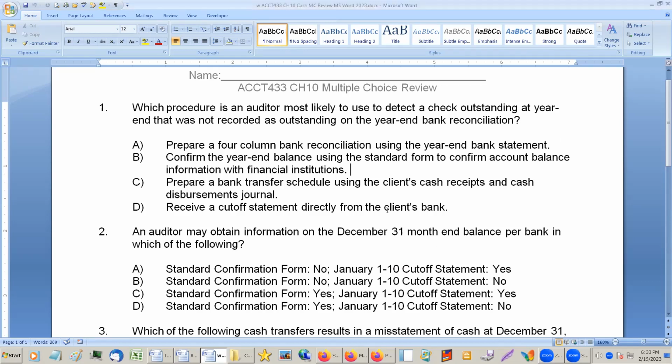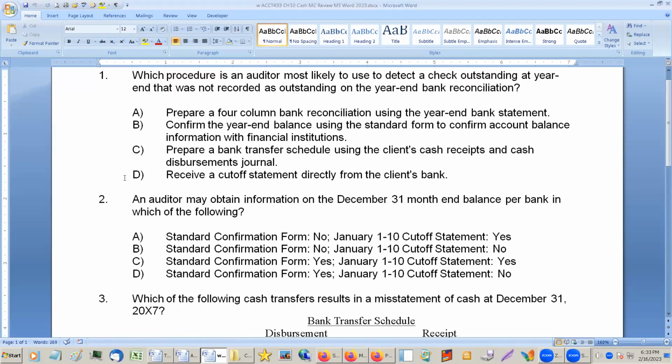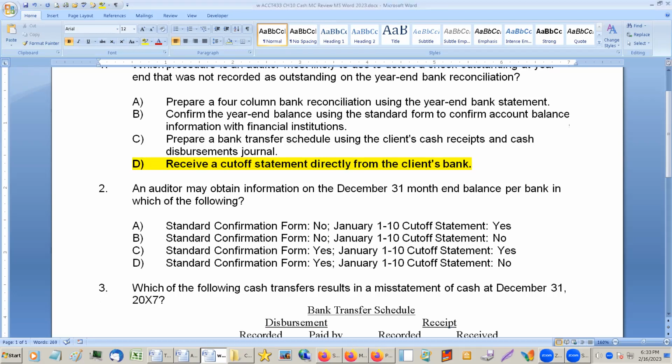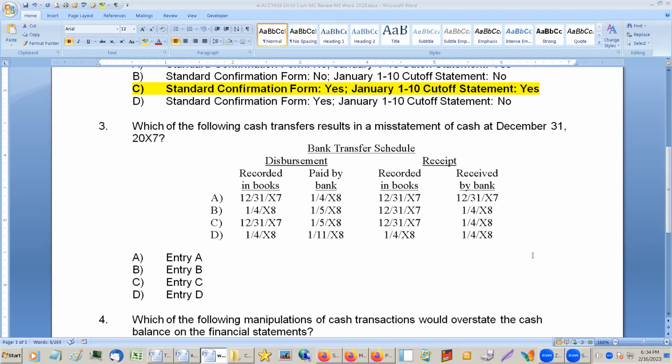Share the results. Let's take a look. Number 1: D. Looks like you guys have it. Number 2: C. Yes, the cutoff bank statement, the year-end balance will actually be the beginning balance of that one. You guys all got that. The tough one, I think, is this one, and it's B. You guys got it.